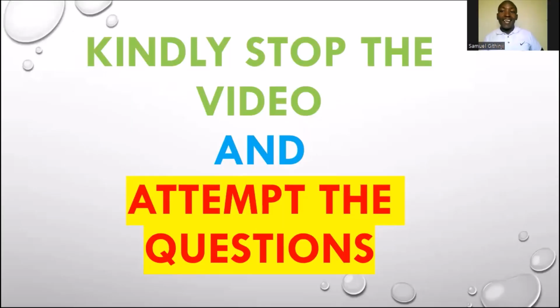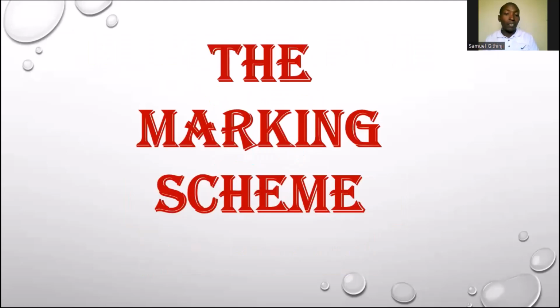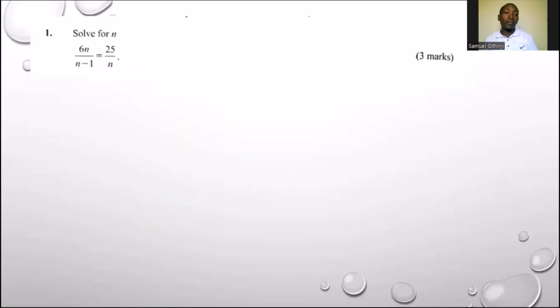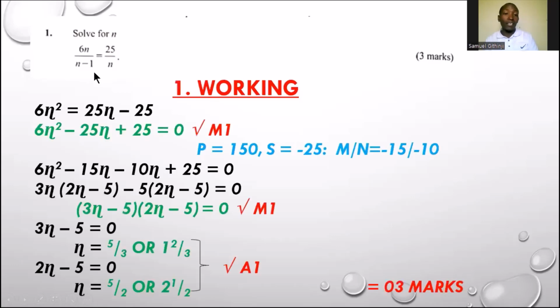Okay, my student, having gone through the question paper, now we can go through the marking scheme together. In question 1, the student was expected to solve for n, a very simple question. The student is expected to do some cross multiplication here, because you're given 6n over n minus 1 equals 25 over n. So just a simple cross multiplication, and remember to put the n minus 1 in brackets.